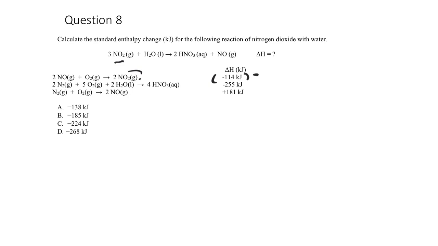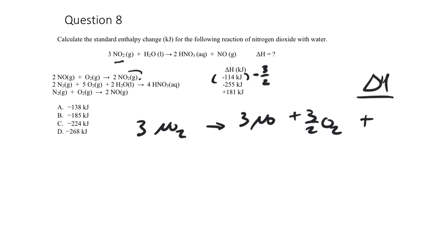So you multiply this by minus 3 halves, so I can get 3. If I do that, it's going to be 3 NO2 goes to 3 NO plus 3 halves O2. Delta H for this being minus 114 times negative 1.5 is 171. Delta H is in kJs.